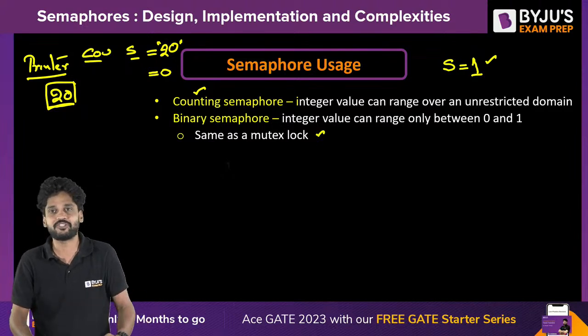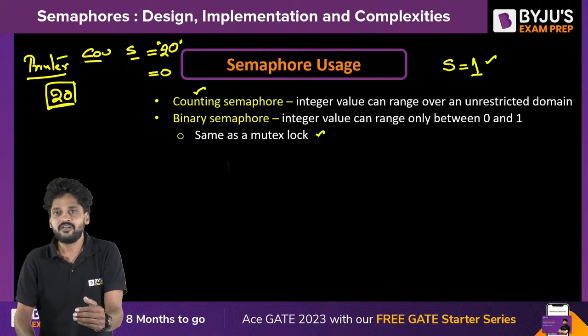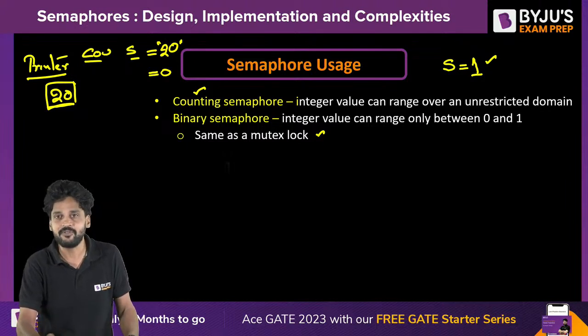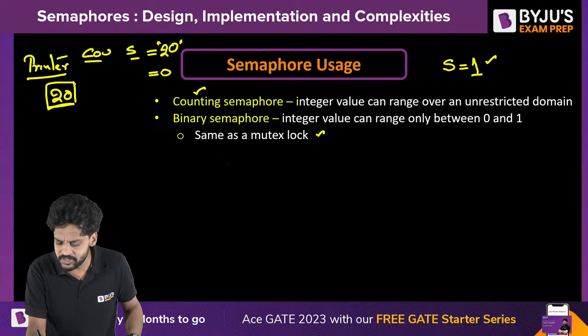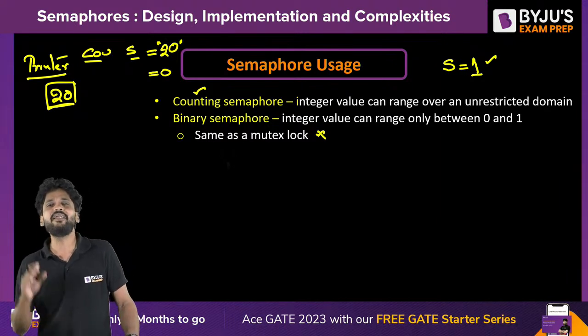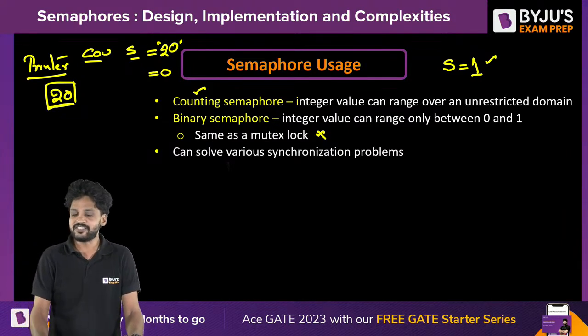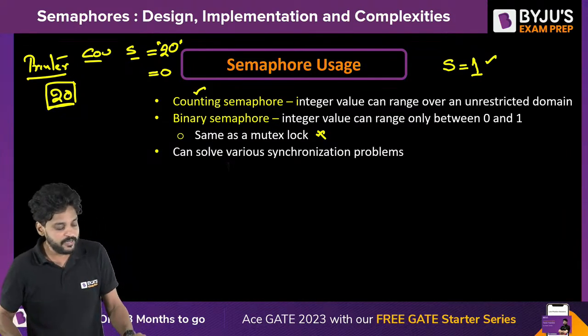Of course, a binary semaphore, at the simplest definition, is equal to a mutex lock. Yesterday we discussed the mutex lock. Binary semaphore, as far as the general definition is concerned, is not different from the mutex lock. Anyhow, we don't need to discuss the mutex lock. Let us completely focus on the semaphore. Now, semaphores can solve various synchronization problems. Now let me tell you.